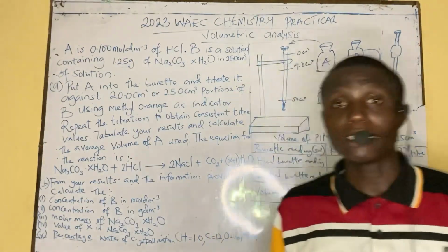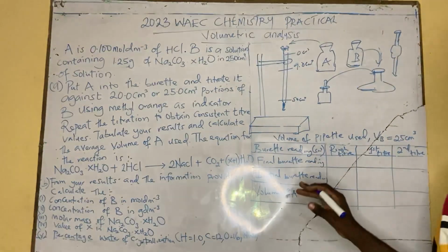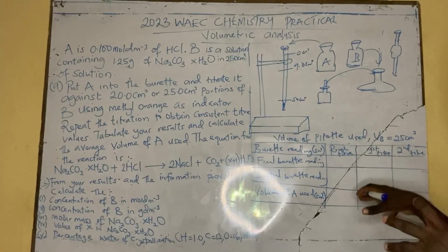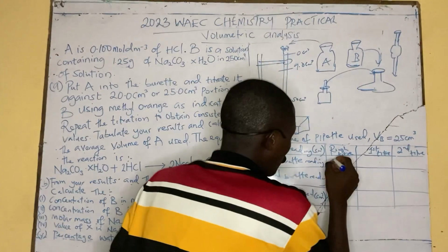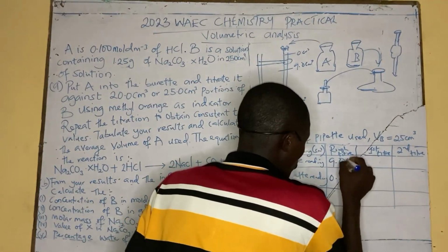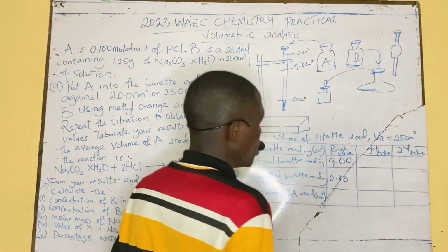The volume of acid used for the rough titer is 9.0. So I'm going to write 9.0 minus 0.00. So we have our rough titer.